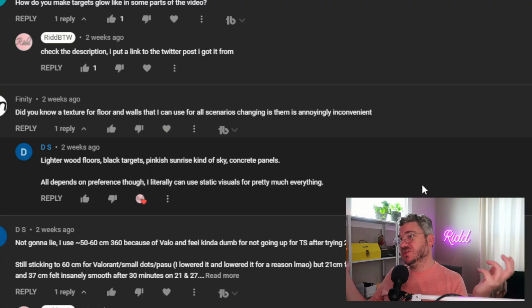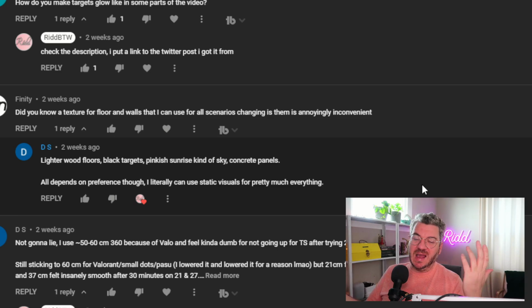Do you know a texture for floor and walls that I can use for all scenarios? Changing them is annoyingly inconvenient. Yeah, it kind of sucks. I just kind of keep pure color almost all the time unless I'm specifically doing a ton of tracking. So you can just do that. It's just an optimization thing. It's not going to hurt you if you keep pure color on everything.